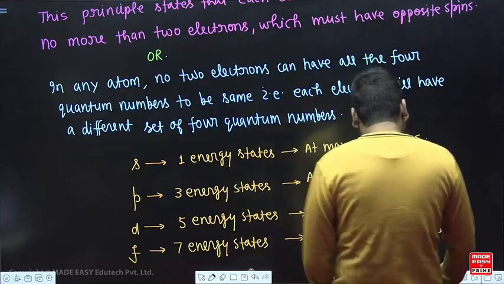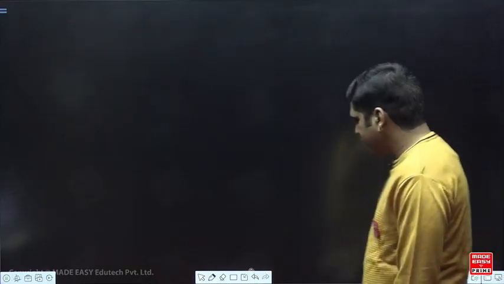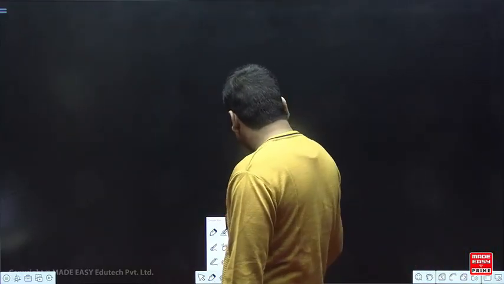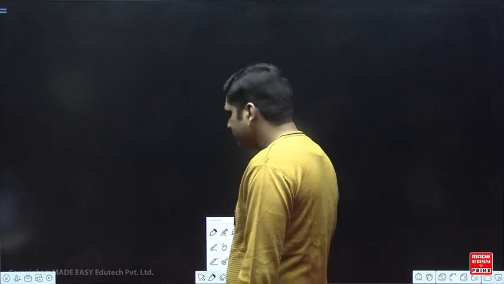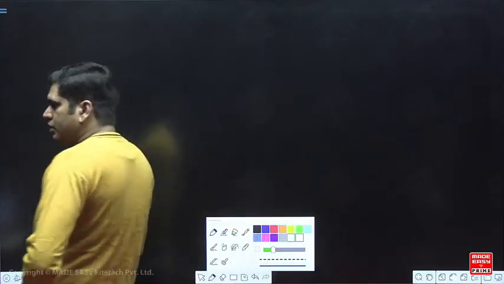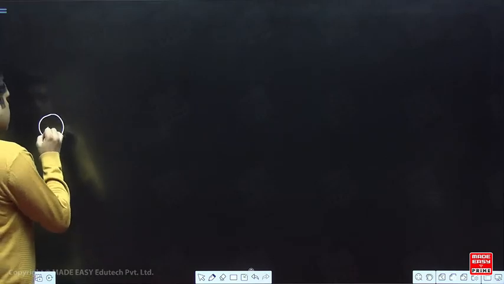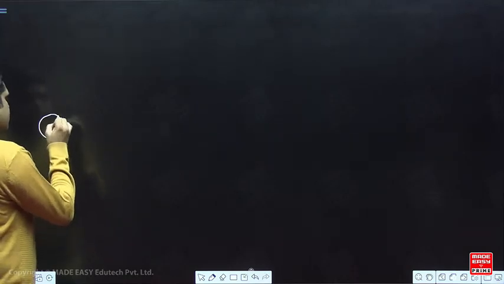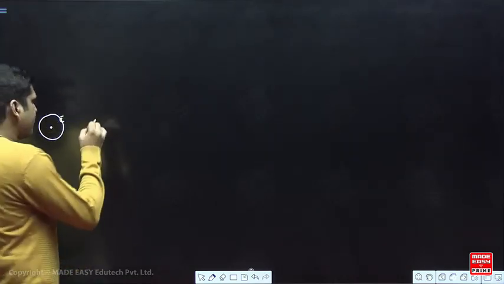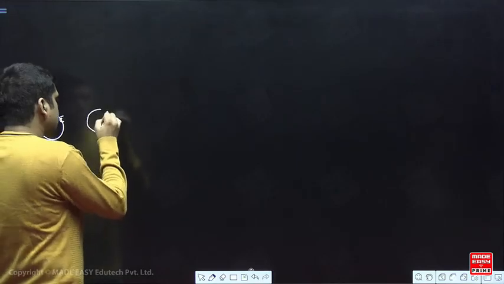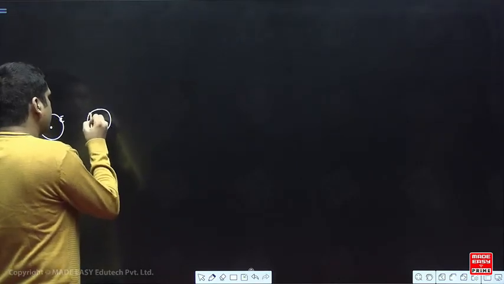So, in the last class, we were talking about the various types of atomic models. Now, let us proceed here onwards. Let us suppose we have one atom. This is the nucleus and this is electron. Suppose we have another atom. This is nucleus and electron.